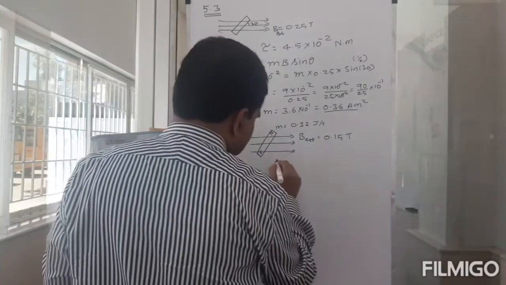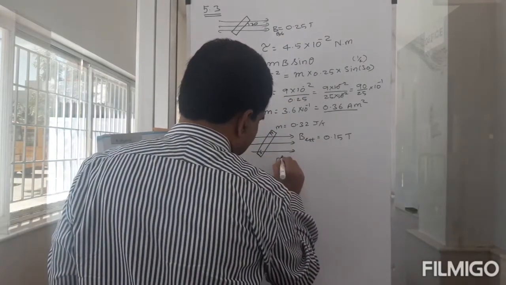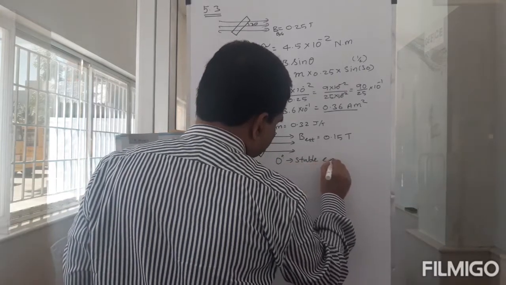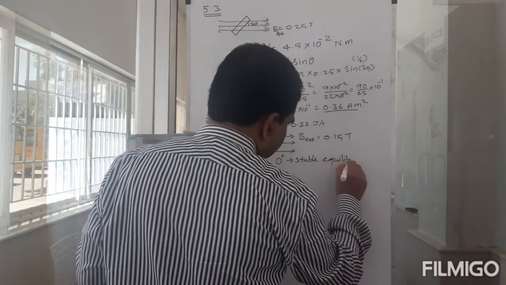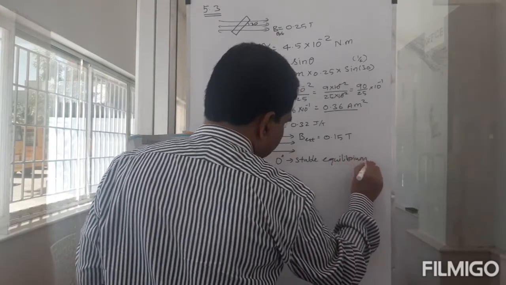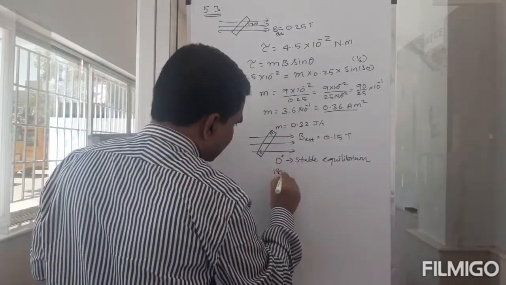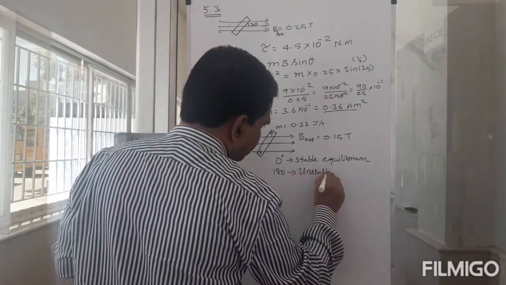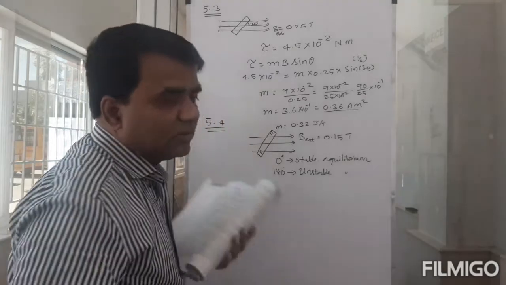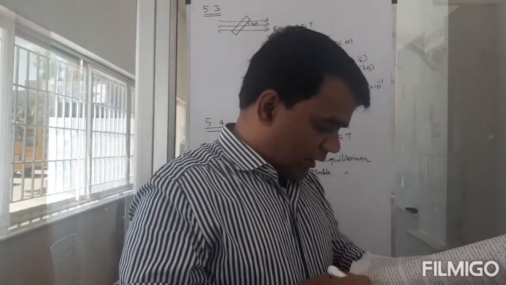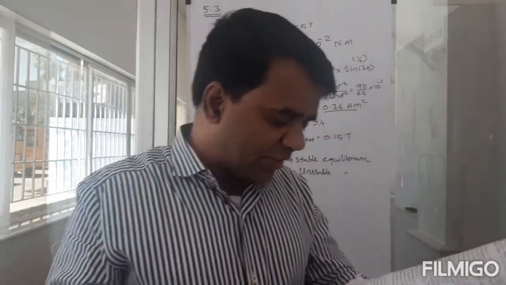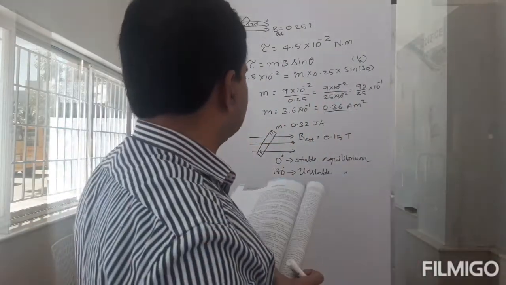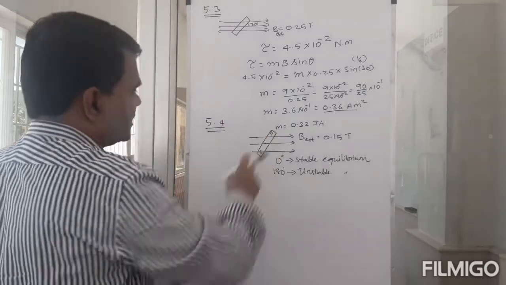So 0 degree is stable equilibrium, and 180 degree will be unstable equilibrium. And what is the potential energy of the magnet in each case? That's the third part. So what is the potential energy?